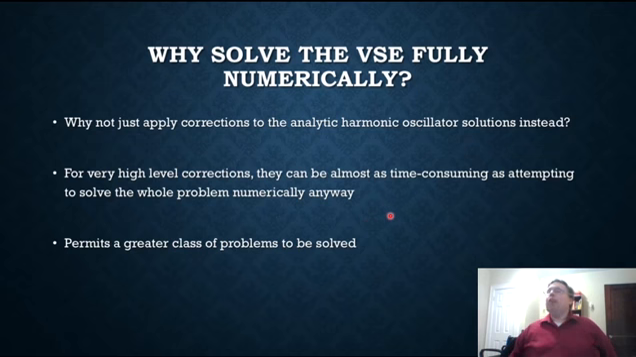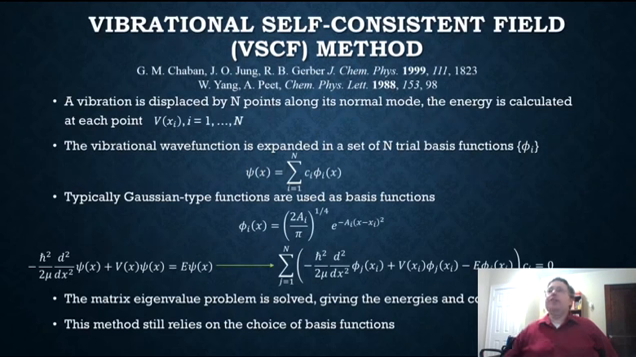So, what is one numerical approach to solving the vibrational Schrödinger equation? A very common approach is the vibrational self-consistent field method. This method has been around for a little while. In this method, a vibration is displaced by n points along its normal mode, along the course of its vibration, and the energy is calculated at each point. The vibrational wave function is then expanded in a set of n trial basis functions as follows. Typically, these basis functions are Gaussian type, since the exact harmonic oscillator solutions are also Gaussian type.